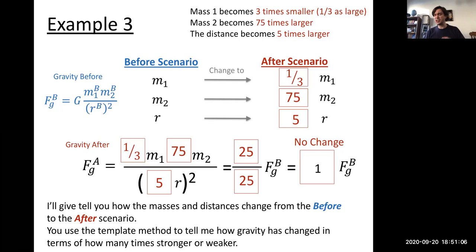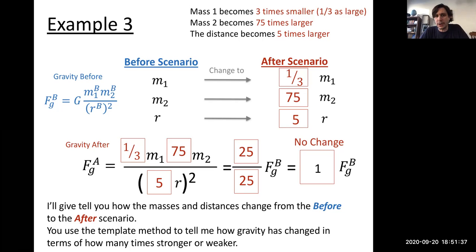So in this case, just deal with the directly proportional to the masses part at first, and I get 1/3 times 75. So the change in mass from the before to after scenario is trying to make gravity 25 times stronger than it was before. And I can go ahead and take that information. Okay, the overall increase in mass, the product of the masses, is trying to make gravity 25 times stronger. Okay, remember that.